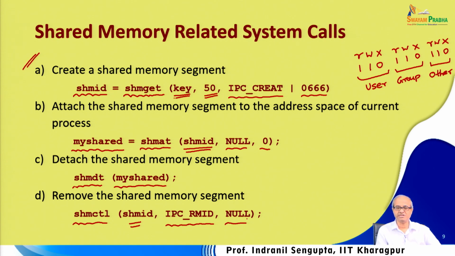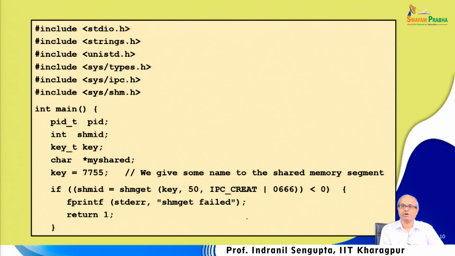Using these function calls, we have written a program. First thing is that you have to include some header files. Well, stdio and string are very standard, but there are some new header files which we are also including. IPC stands for inter-process communication, SHM stands for shared memory. Some of the data types like pid_t and key_t are defined in the shm.h header file.